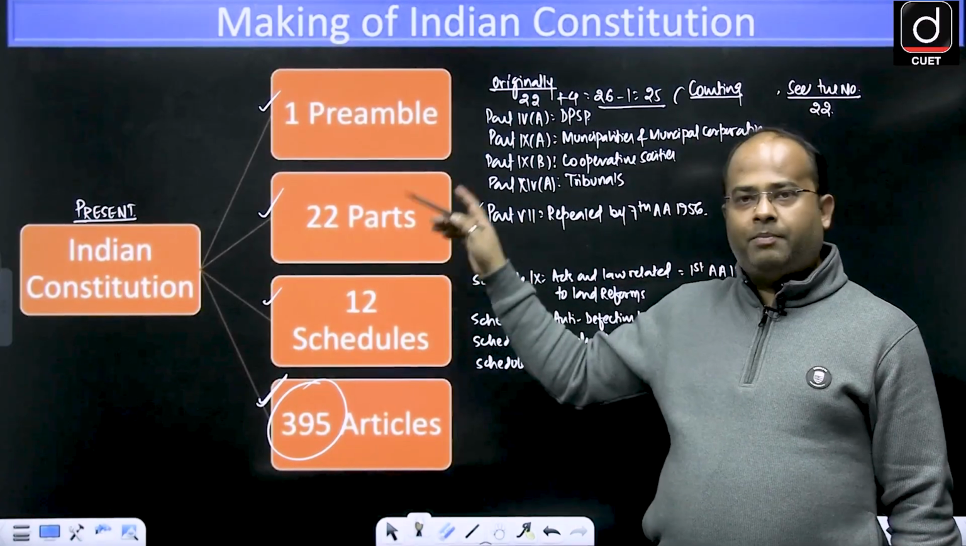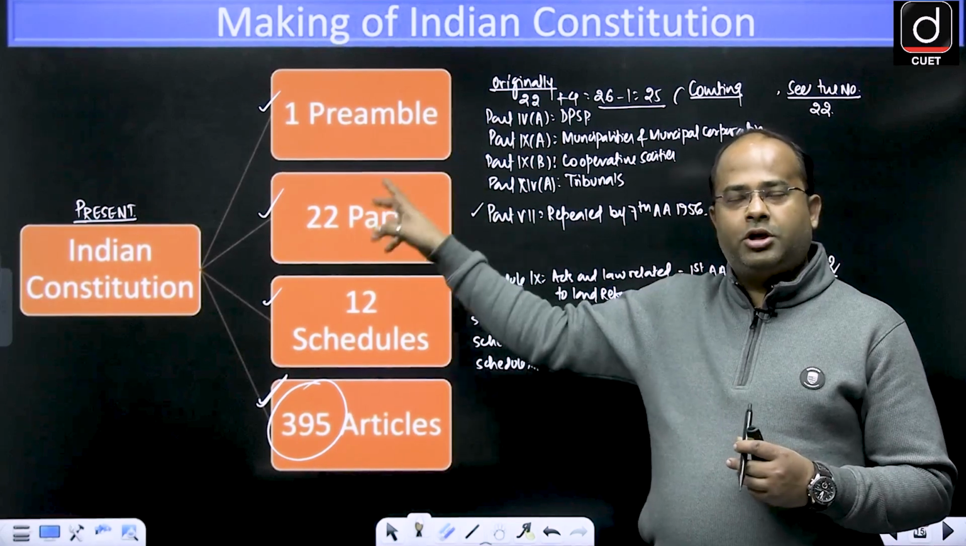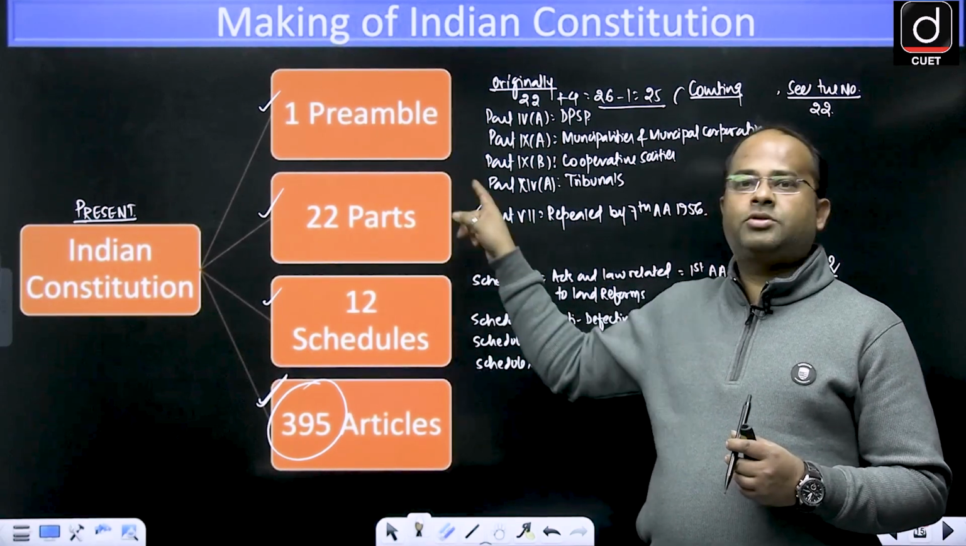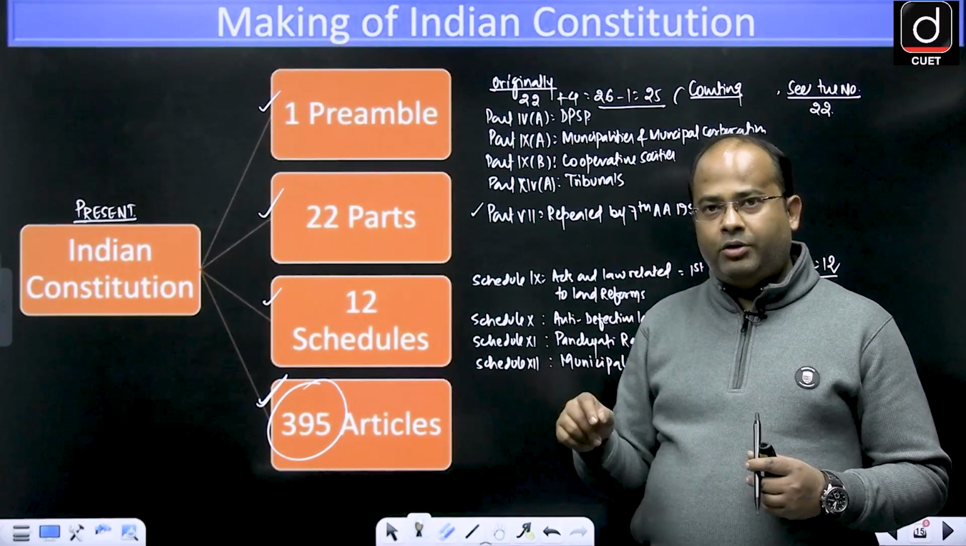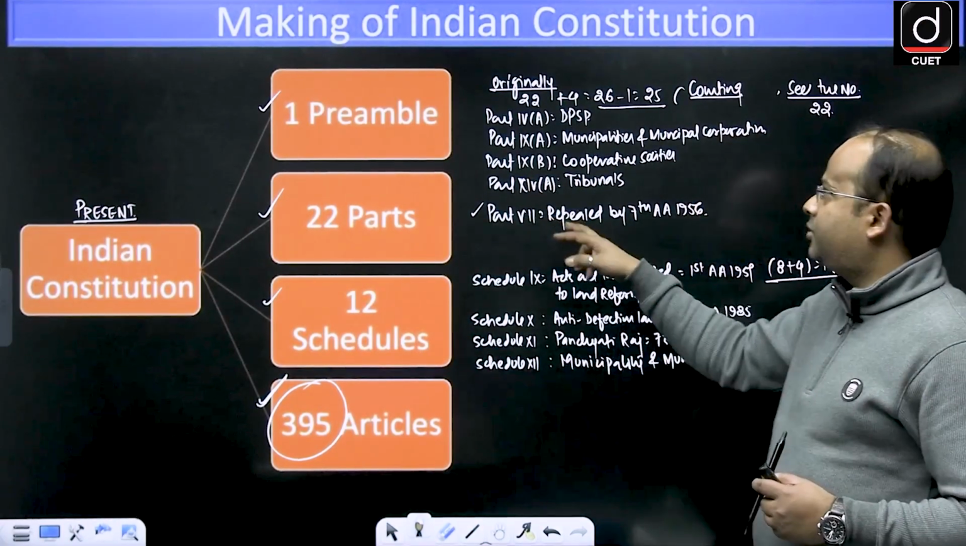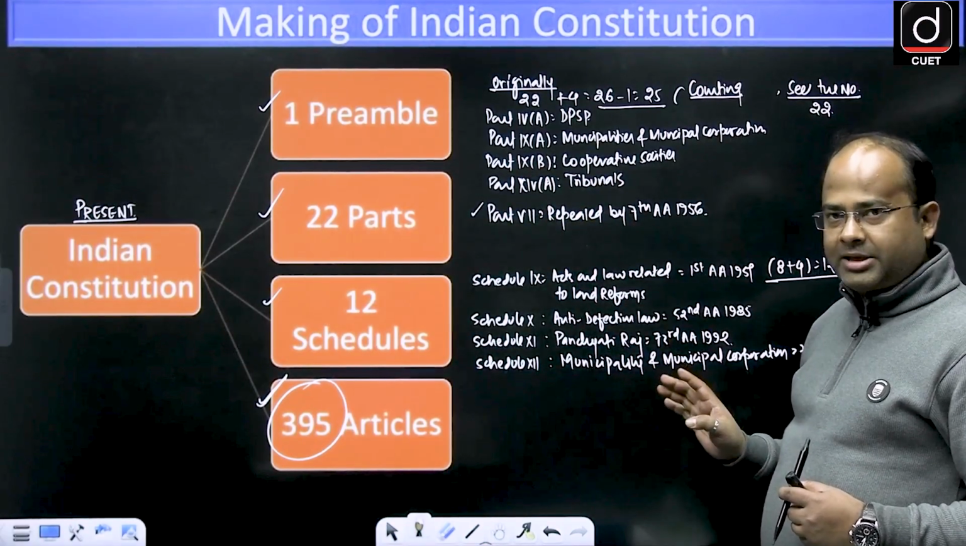If you type number of parts of Indian Constitution on the internet, you will find 25. But how is it 25? By counting, not by numbers. And how is it 25? That I have shown you there. I hope that's clear.